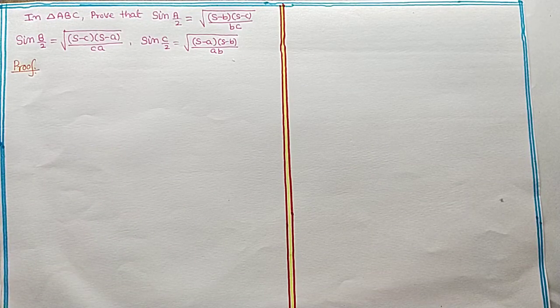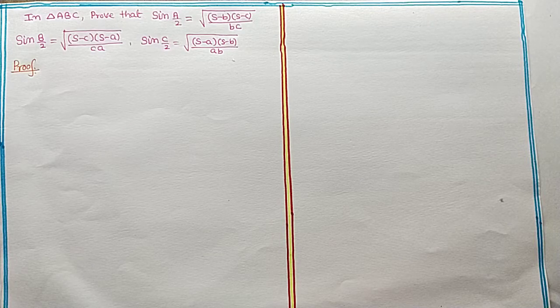In this episode, we are going to discuss finding the sine of half angles in terms of the sides. In triangle ABC, prove that sin A/2 equals the square root of (s minus b)(s minus c) divided by bc, sin B/2 equals the square root of (s minus c)(s minus a) divided by ca, and sin C/2 equals the square root of (s minus a)(s minus b) divided by ab. We will see how to get these results for sin A/2, sin B/2, sin C/2.